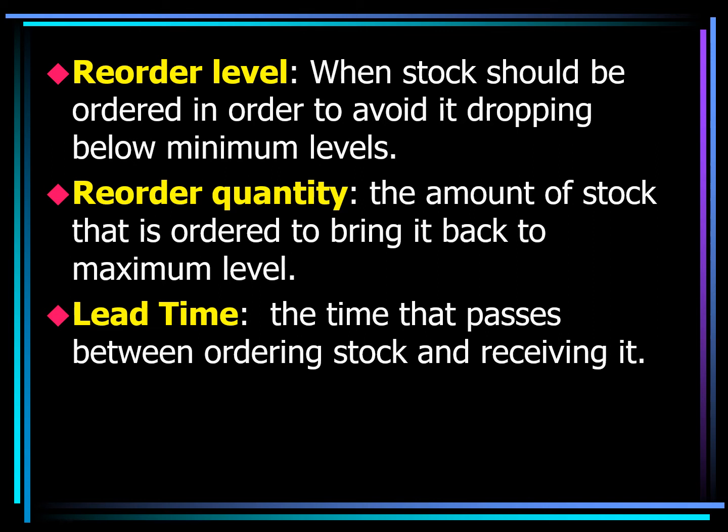Your reorder level is when stock should be ordered in order to avoid it dropping below your minimum levels. So at that time, that's when you should start bringing your products and your raw materials in to order. Your reorder quantity, that's the amount of stock that is ordered to bring it back to maximum level. And your lead time is the time that passes between ordering stock and receiving it. So you can also talk about your lead time from when a customer orders a product to when they receive it in their hands.